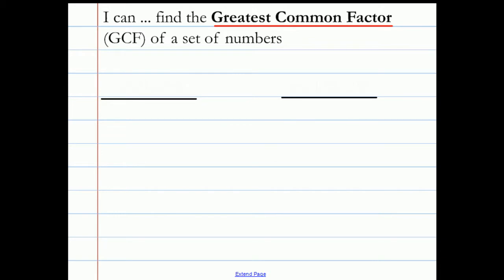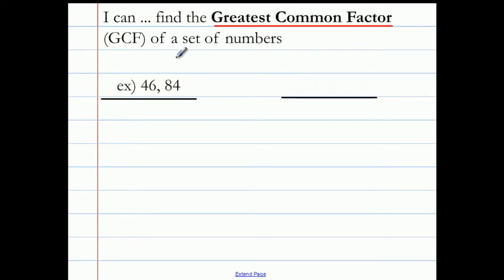You need to be able to find the greatest common factor of a set of numbers. The greatest common factor is the biggest thing that fits into a set of numbers. For example, if you had two numbers here, 46 and 84, you're looking for the biggest number that can fit into both of these numbers.